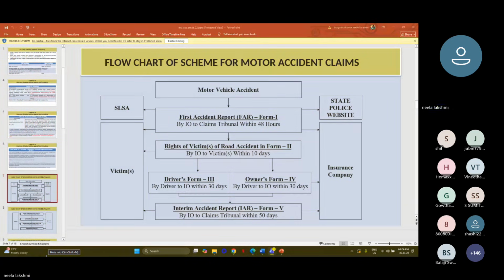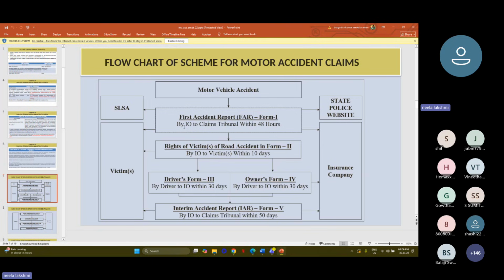Here, you would understand from this flow chart in a better manner how the new amendment has given direction to settle a third party claim, how to award compensation to the road traffic accident victims. First one, the motor vehicle accident happens here. Then the FIR, now it is First Accident Report or First Information Report.